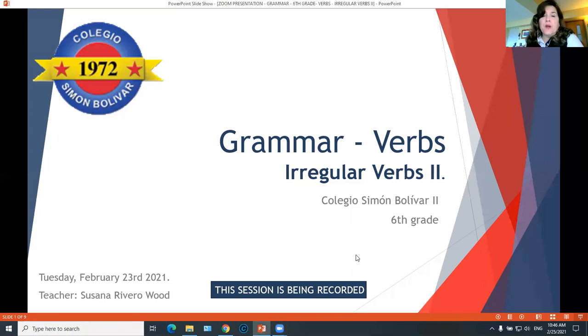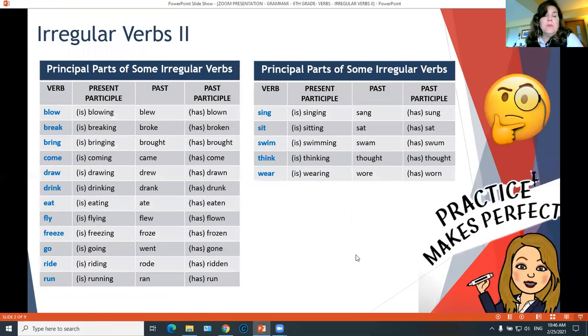Which verbs are those? Here you have a table with a group of irregular verbs that you now need to memorize. As I said before, you should have memorized the first group. If not, you have to start with those and then go to this table. The first verb is blow, to blow.